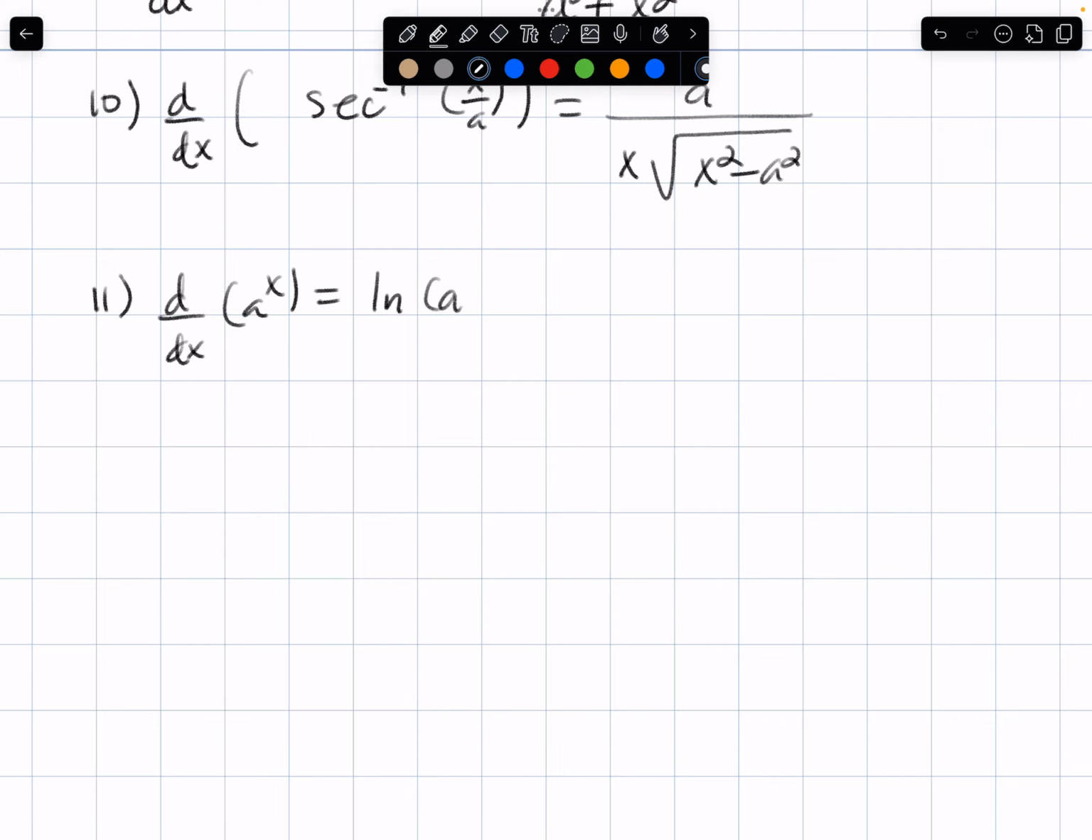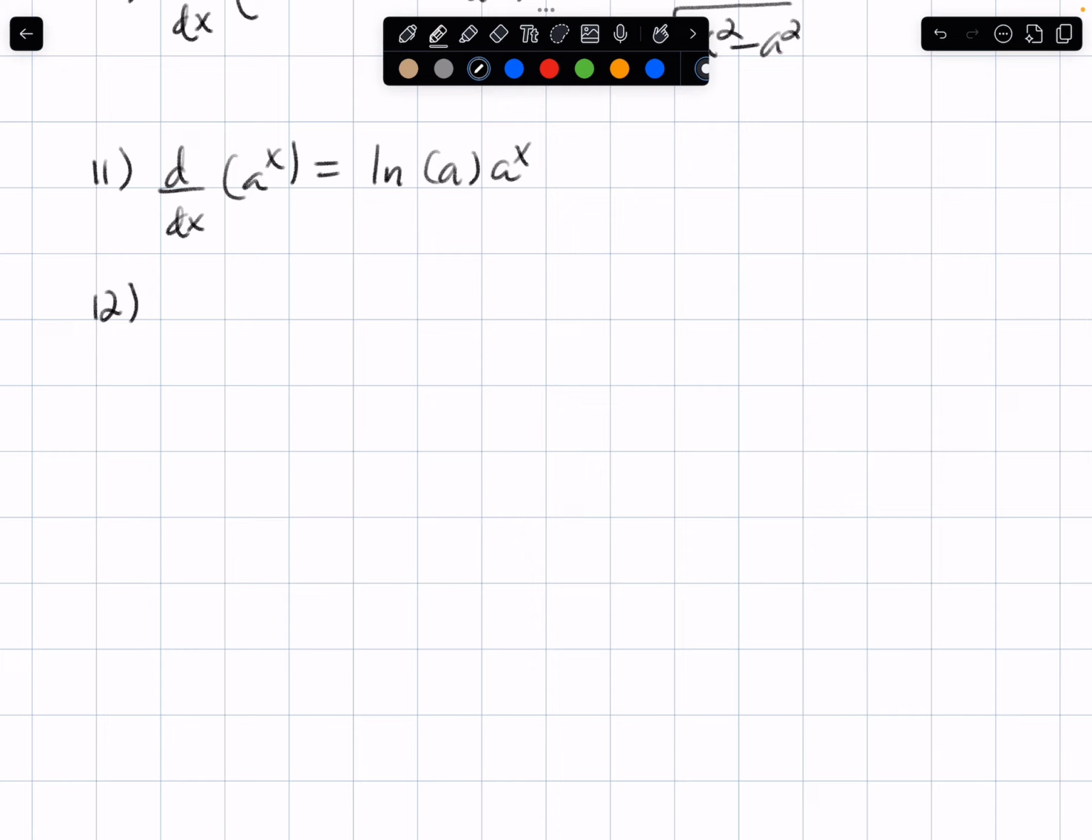Now we move on to the derivative with respect to x of a to the x, which is natural log of a times a to the x. Derivative of e to the ax turns into a natural log of a. I believe that's not correct. I believe this will turn into, so you bring a to the front and then e to the ax.